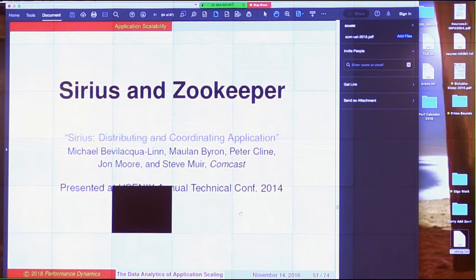Next example. You may have read about Apache Zookeeper. There's another similar type of application that Comcast uses called Sirius, and I happen to know some people at Comcast, so they provided me some data for Sirius as opposed to Zookeeper. But the same kind of idea, the basic idea is coordinating distributed applications through a kind of a voting system. So here we have the data.